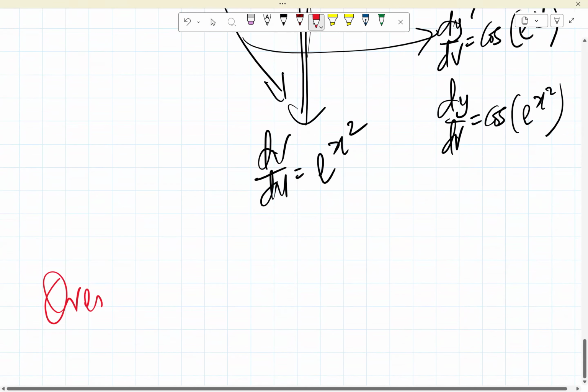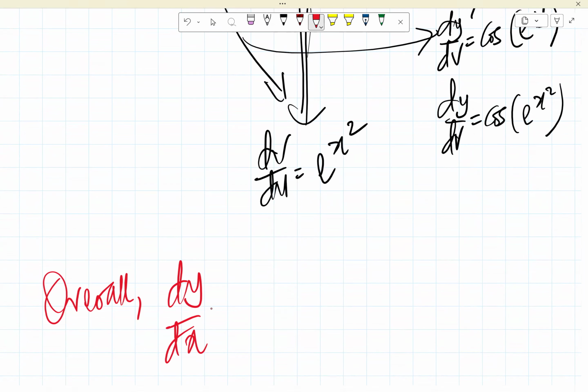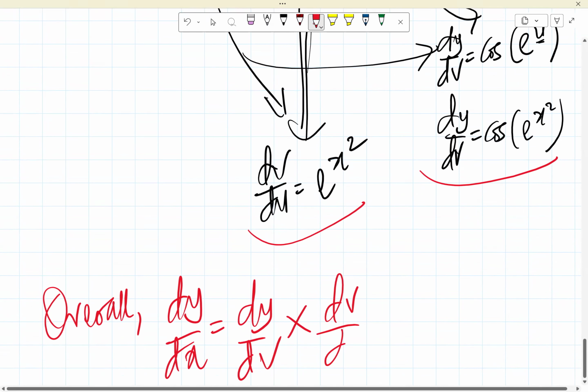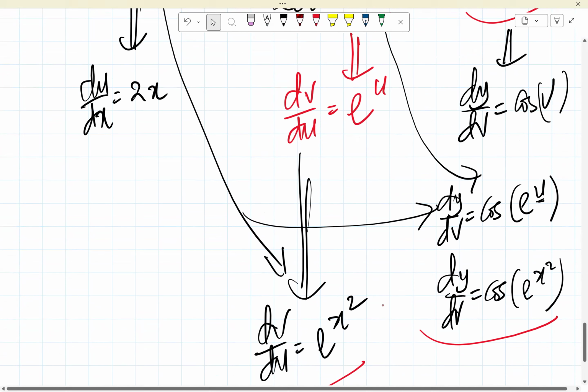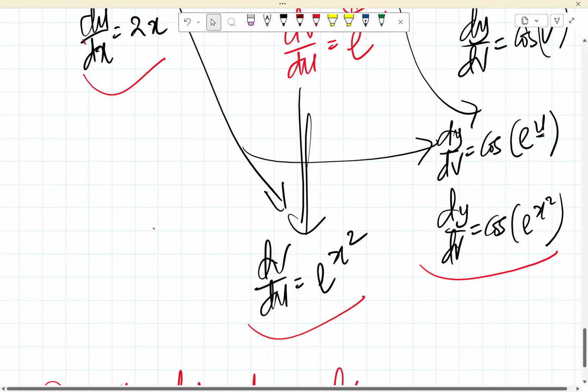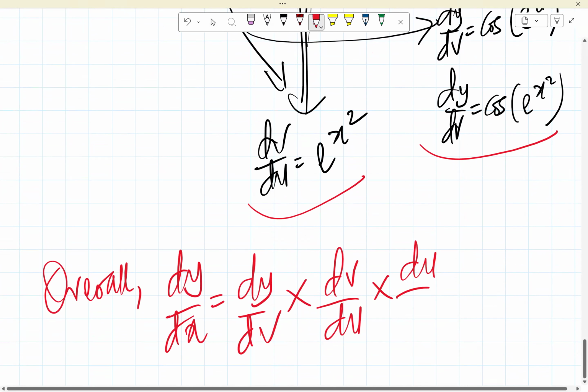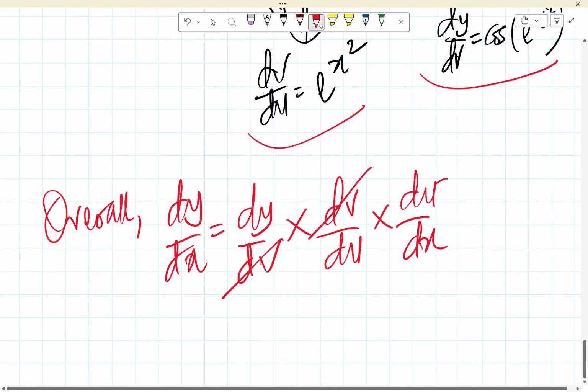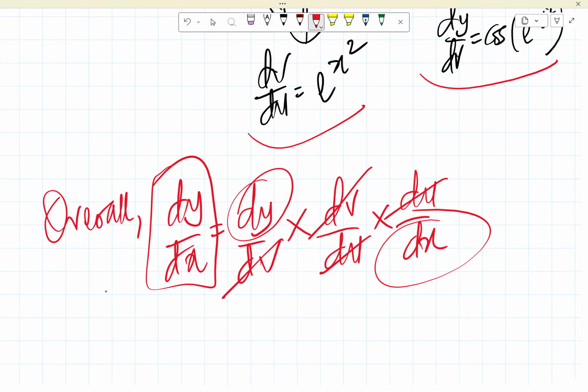So overall, we then have that dy dx will be dy dv, multiplied by dv du, multiplied finally by du dx. It makes sense because you can see technically dv cancels dv, du cancels du. So you finally have the dy dx you're looking for. So that makes a lot of sense.